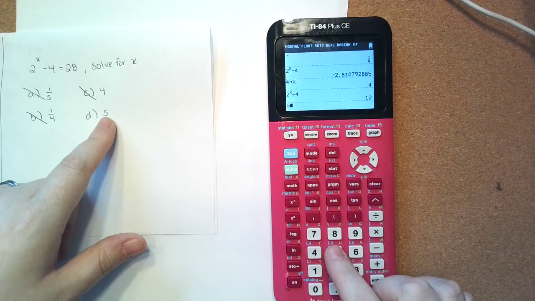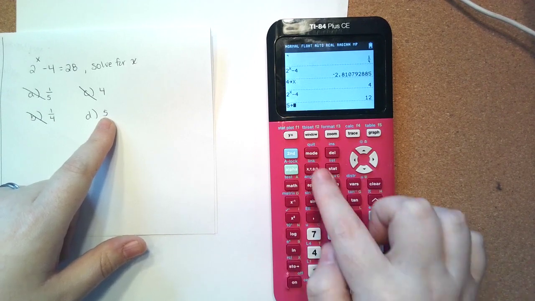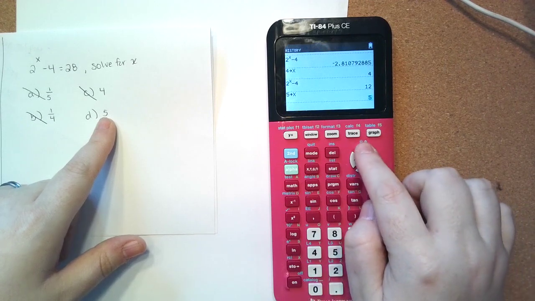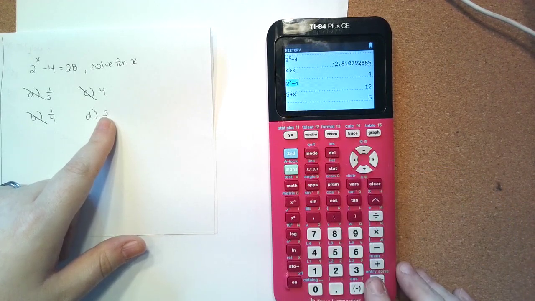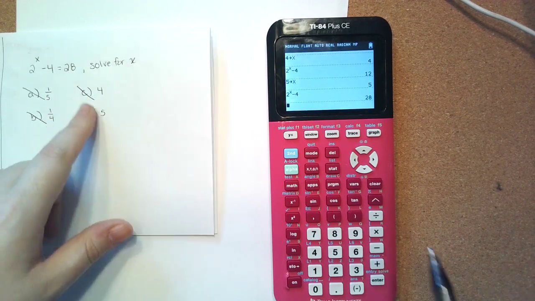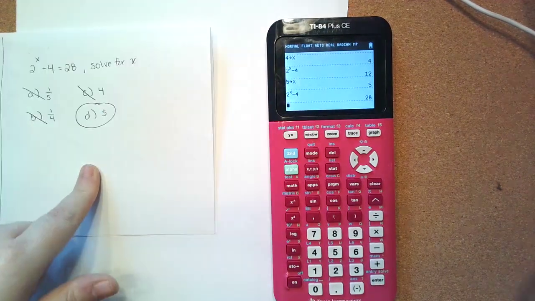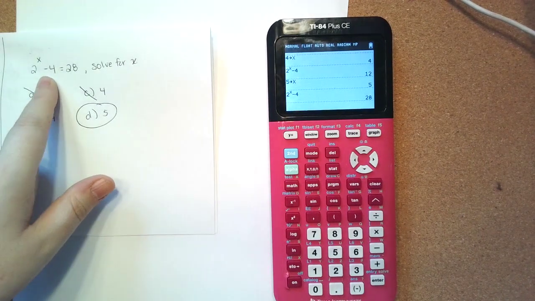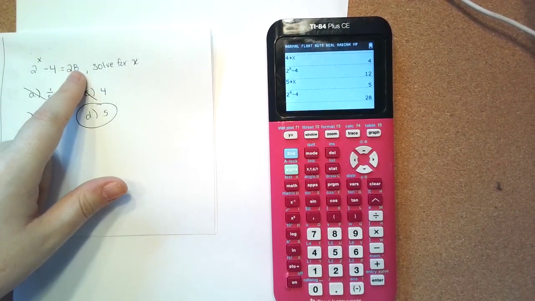So we're going to do 5. We're going to store that in for x. Press enter. Now my x is 5. I'm going to grab my expression, 2 to the x minus 4, copy it, paste it, and press enter. And it gives me 28. So my answer is in fact D, because all I had to do was check my answer choices in my original expression to see if it equals 28.